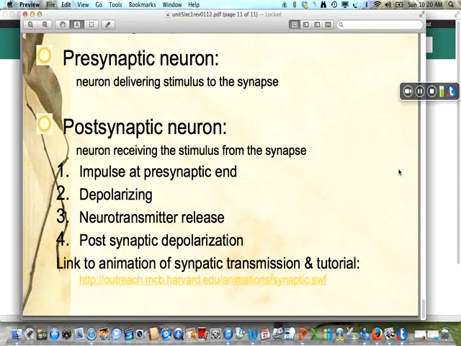So that is the end of the outline for this first section of notes. I strongly recommend you watch the animations. A lot of times these concepts sink in a lot better when you actually get to see them happening, and that's why those animations are so useful.